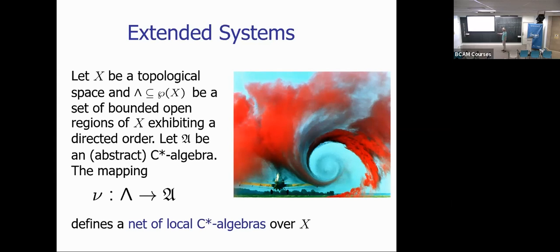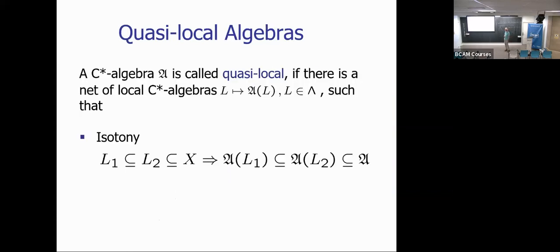So let now A be an abstract C star algebra. And now we introduce this mapping from a bounded open region in the topological space to the algebra that we are looking at here. And this defines a net of local C star algebras over this topological space. What does this mean? Essentially, this leads to the notion of quasi local algebras.